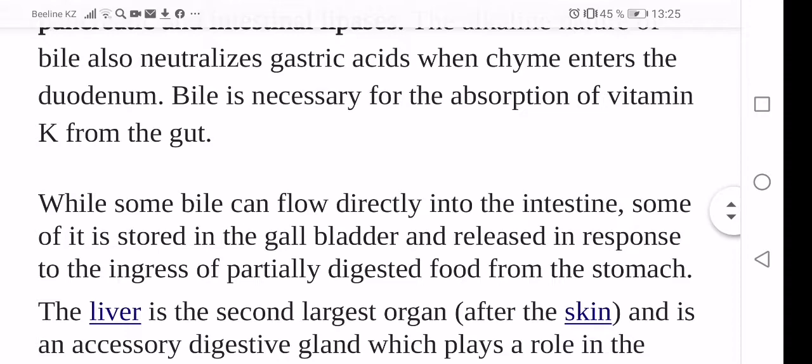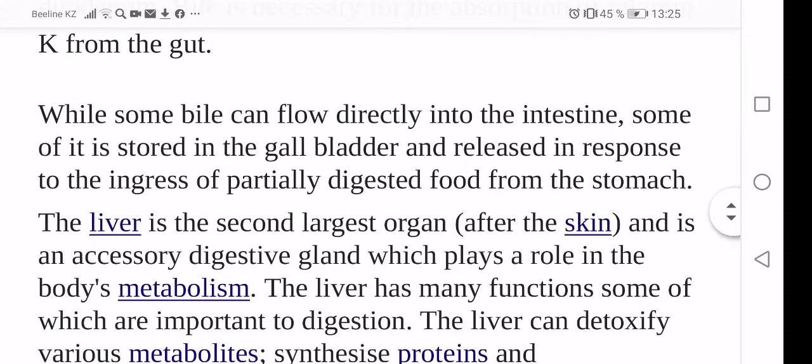Bile is necessary for the absorption of vitamin K from the gut. While some bile can flow directly into the intestine, some of it is stored in the gallbladder and released in response to the ingress of partially digested food from the stomach.